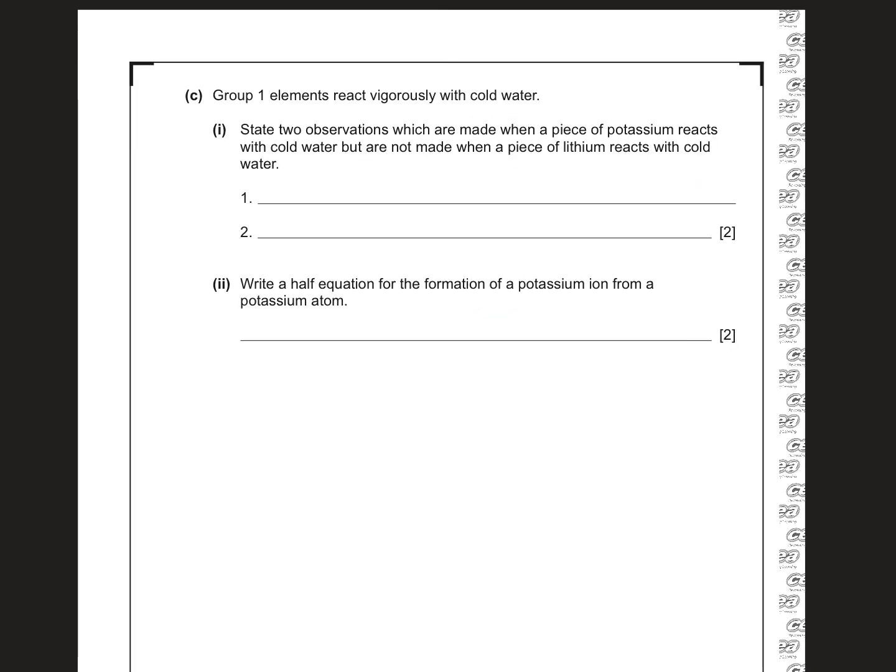See part 1: two observations which are made when a piece of potassium reacts with cold water, which are not made when lithium reacts. Well, potassium burns with a lilac flame. Obviously, lithium's not going to do that. And the reaction of potassium is more vigorous than the reaction of lithium with water. And the potassium crackles at the end. If you can remember seeing this being demonstrated to you in the lab, the potassium floats and moves across the surface with a lilac flame, and then at the end you get this crack.